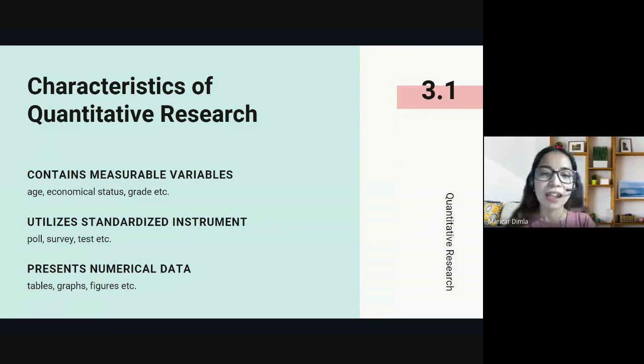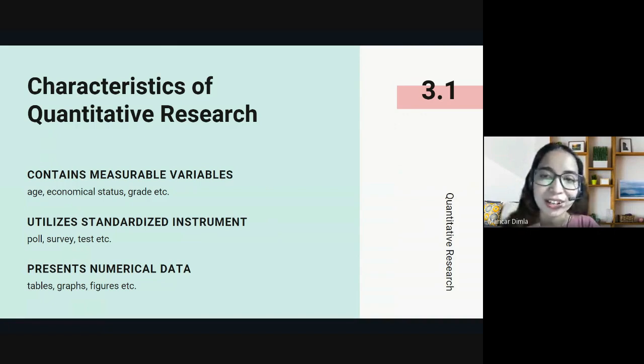Alright? And then the last characteristic of a quantitative research is that it presents numerical data. Definitely. Diba? When you conduct a survey, you conduct a study, you need to present your data. And in quantitative research, you have to present your data numerically. Okay? Pag hindi kasi numerical yan, it's qualitative.